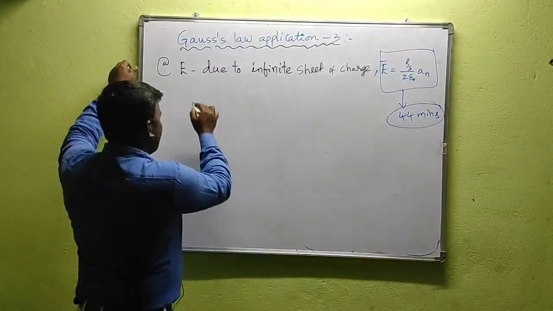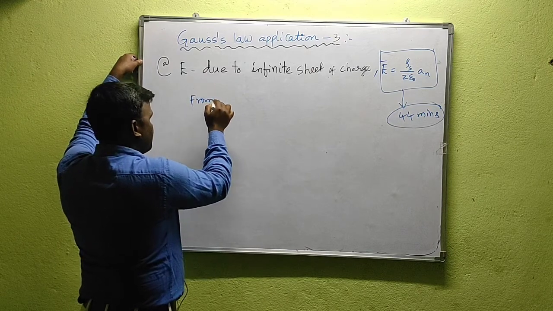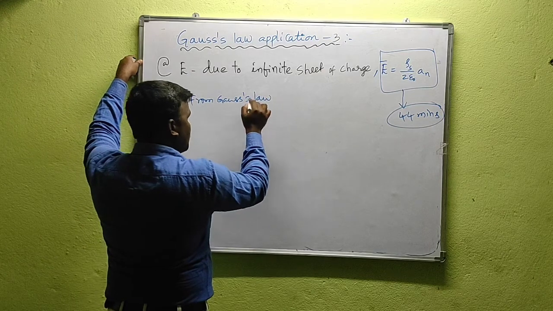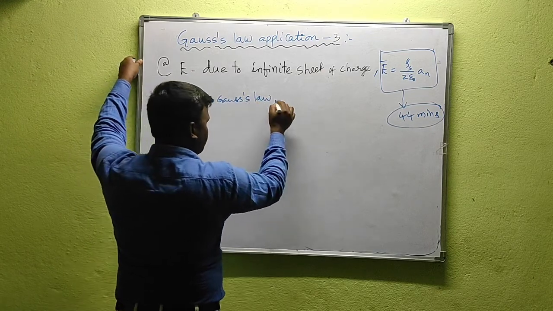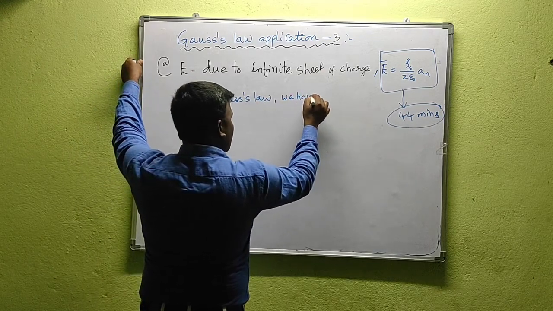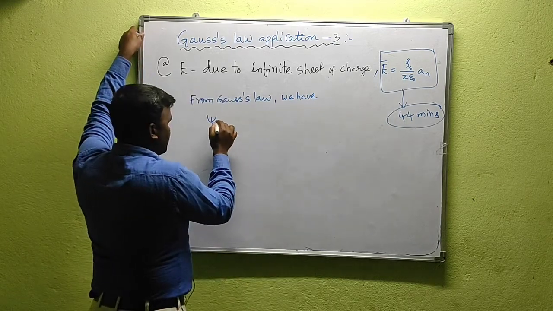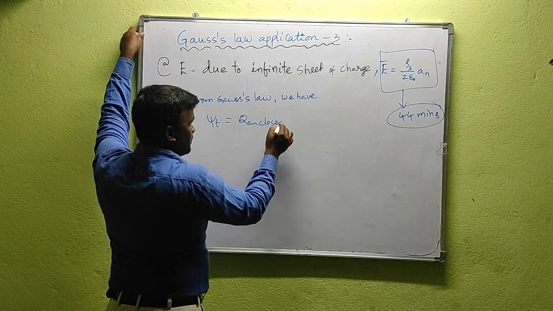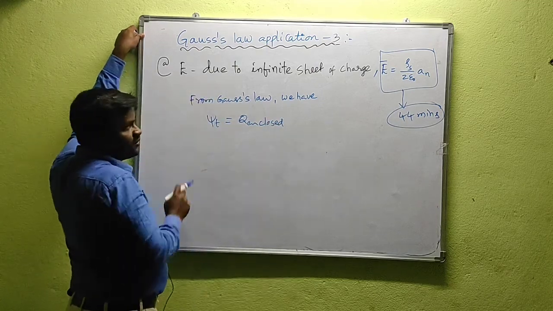What is Gauss law? From Gauss law, what is the statement of Gauss law? That is psi t equal to q enclosed. This is the statement. What is the application? We can find E due to an infinite sheet of charge.